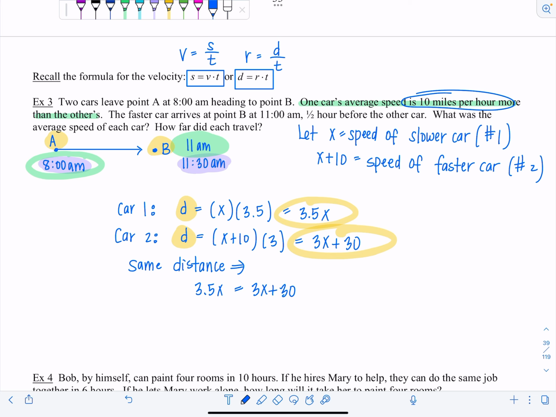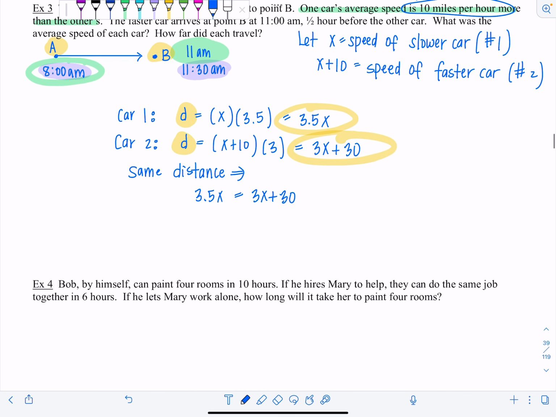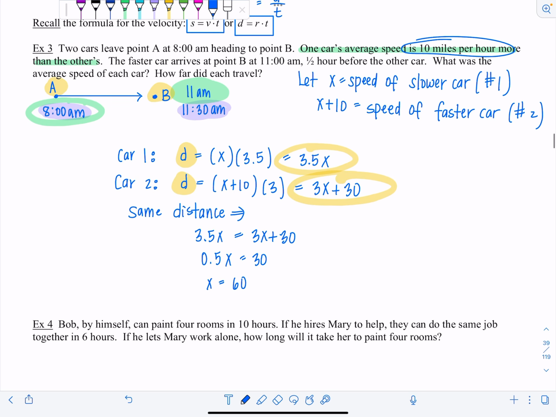Whew, the worst is over. Now we're just going to solve. So I can subtract 3x from both sides. I'll have 0.5x equals 30. Divide by a half, that's the same as multiplying by 2, so x equals 60. So what did x represent? The speed of the slower car. So the slow car, number 1, travels 60 miles per hour. And then the faster car, they told me, travels 10 miles per hour more. So it would travel 70 miles per hour.